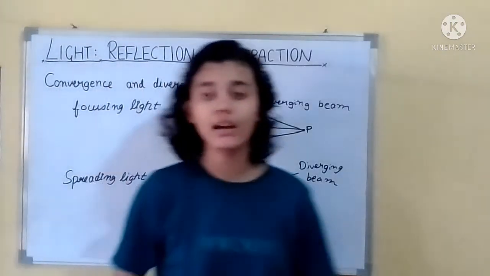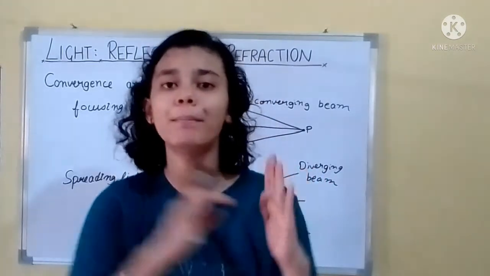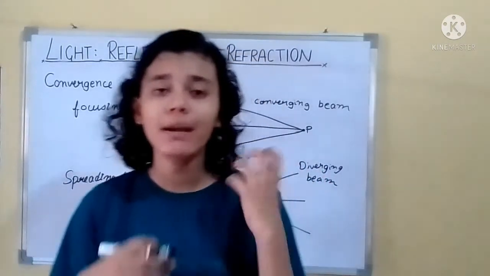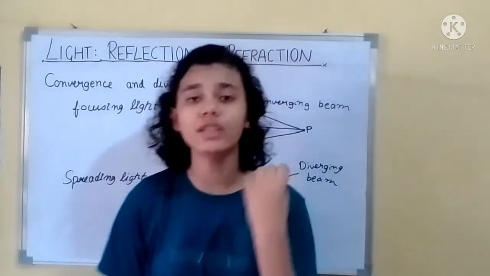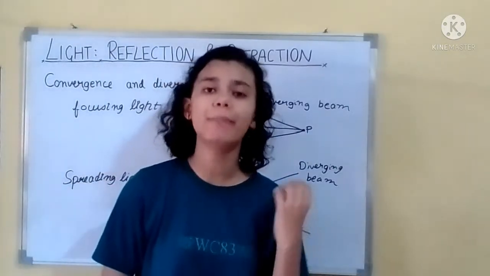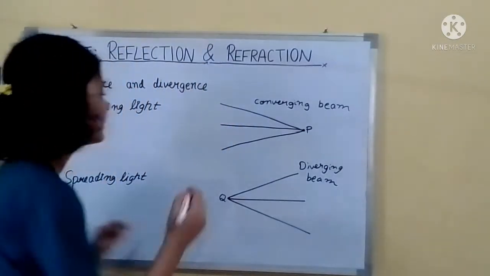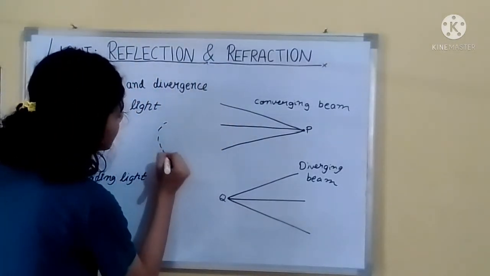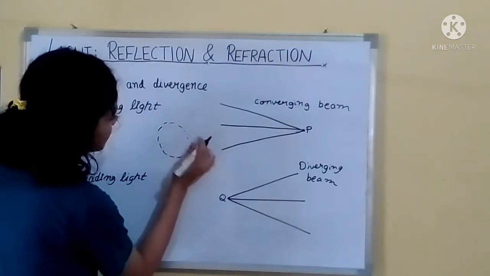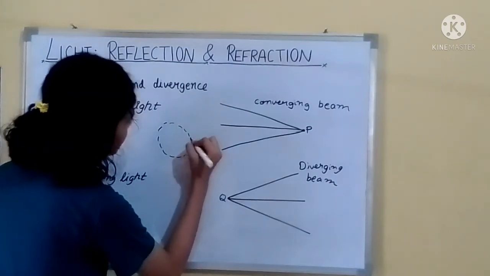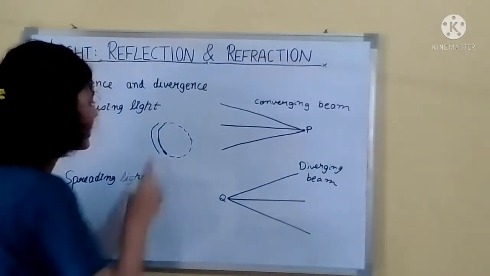Now plane mirror can't do all these types of tasks, because plane mirror will always give you a parallel beam, but there are many cases where we want to focus light or we want to spread it at different places. For this purpose spherical mirrors or parabolic mirrors are used. Now what are these parabolic mirrors? See, spherical mirrors are cut out, means the part is cut out from a sphere, okay.